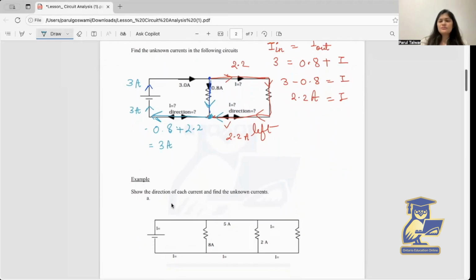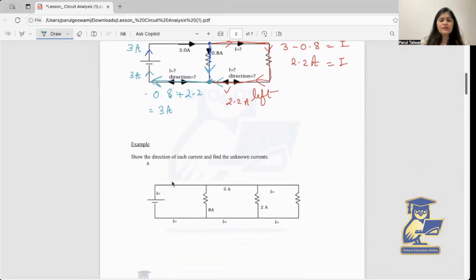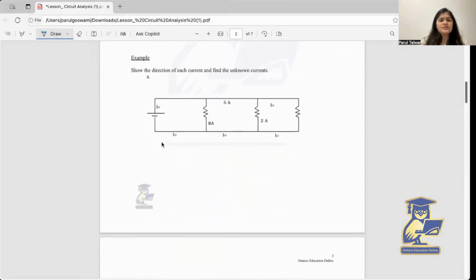So here in this question, we have just applied the KCL law, which states I incoming equals I outgoing. Now let's proceed with this example. In this, we have to show the direction of each current and find the unknown currents.